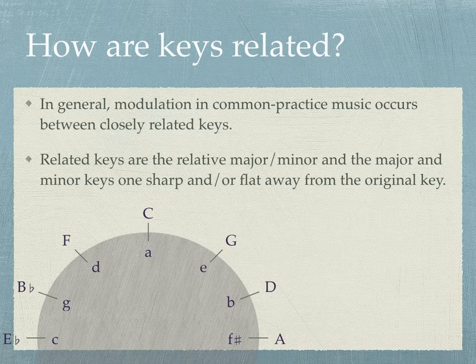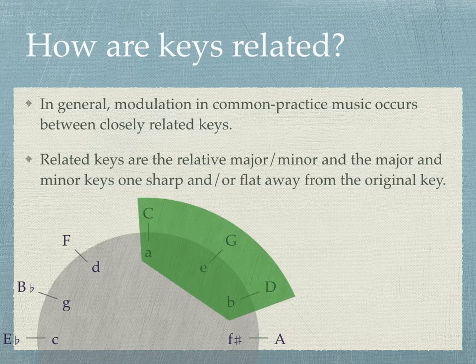To sort out which keys are closely related keys, look to the relative major or minor of the original key, as well as the keys which lie one sharp or flat away from the original key. Remember, both major and minor here. Using the circle of fifths as a visualization for related keys is quite helpful. And you can look one to the right and one to the left to find the related keys, as indicated by our shaded area here.